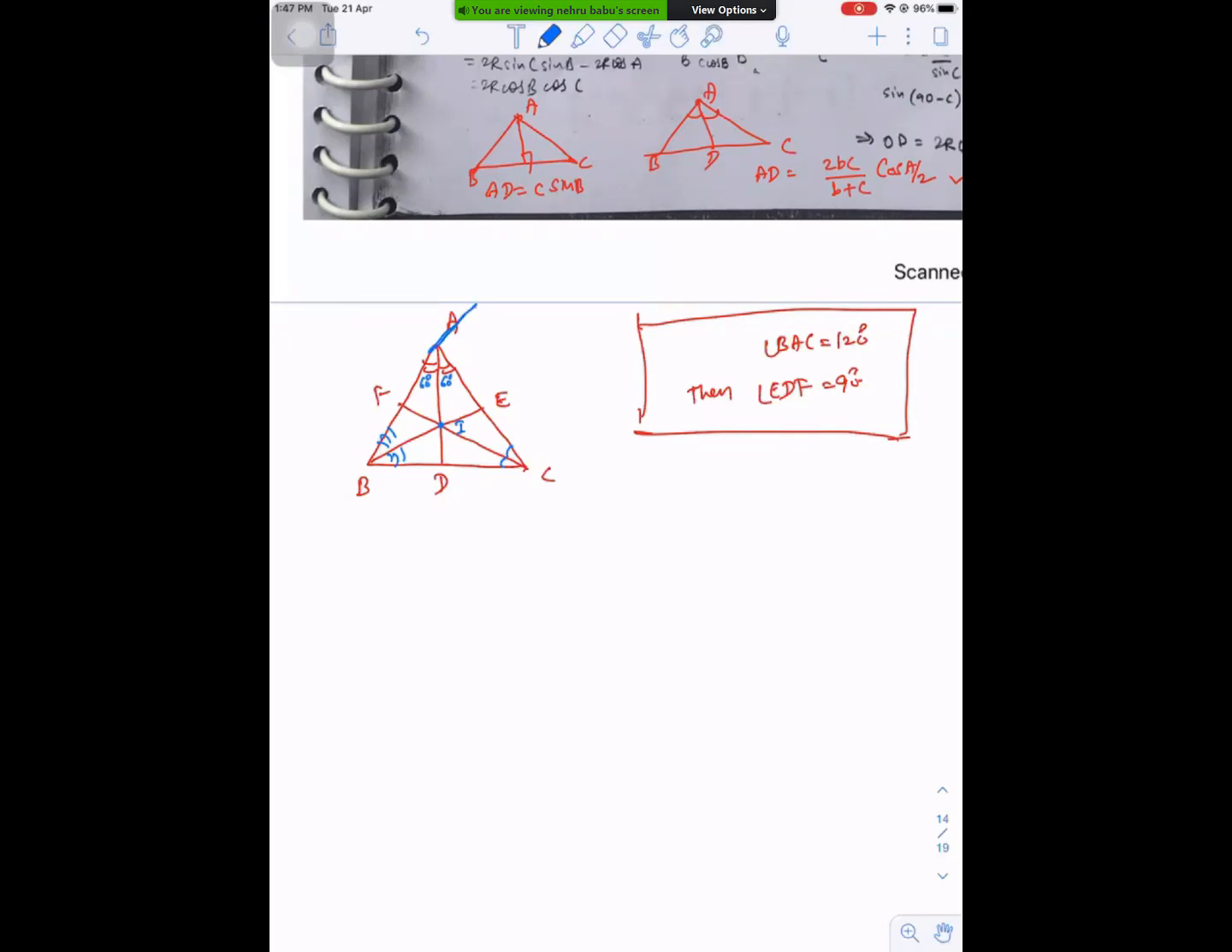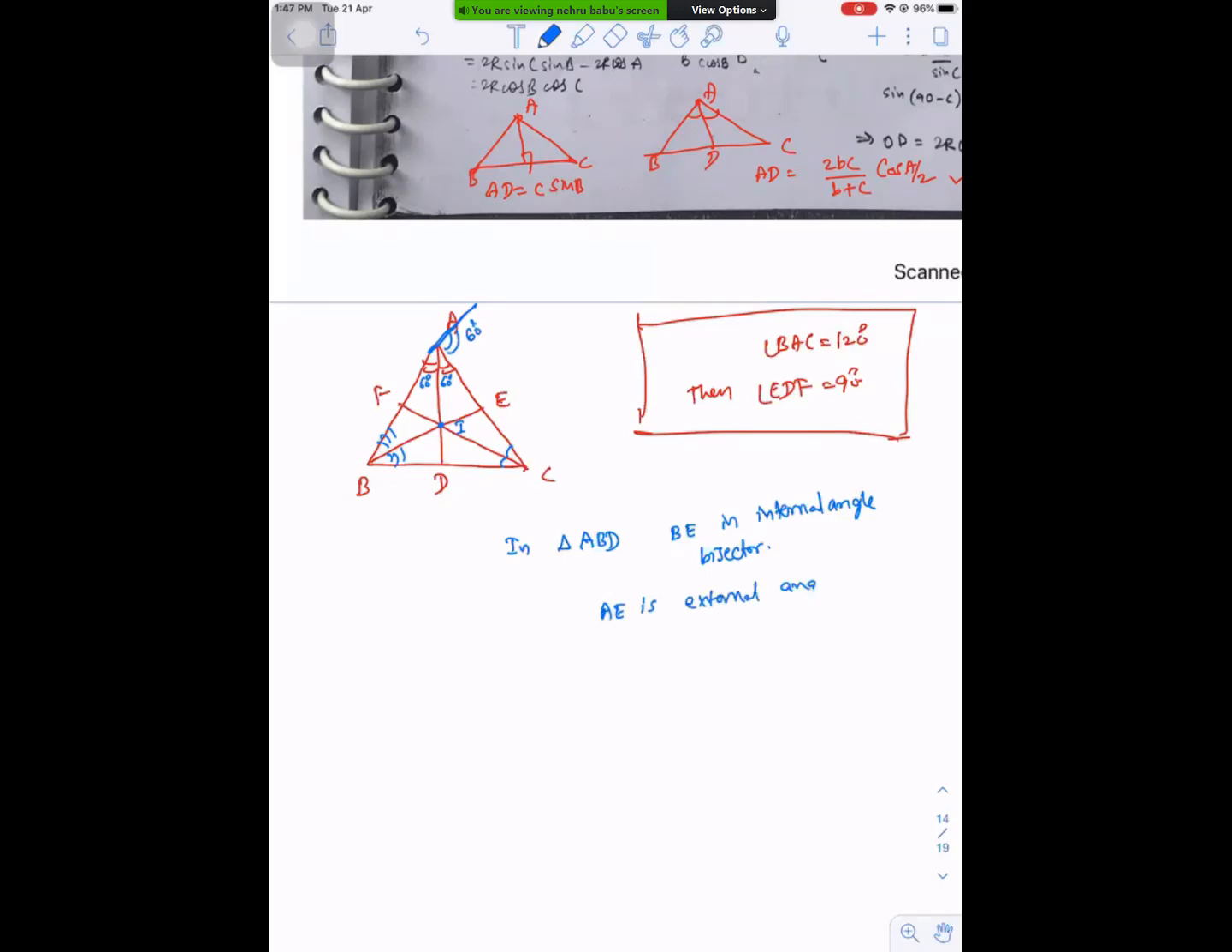Is anyone getting the idea now? What is this angle? 60 degrees. Now if you observe, in triangle ABD, BE is the internal angle bisector. Next, AE is the external angle bisector.